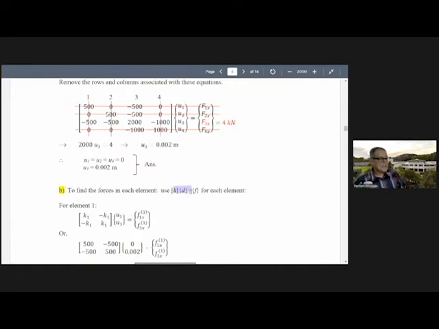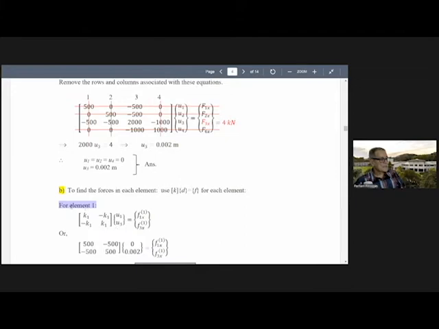Use the elemental formula. We are out of global. That was the global formula. This is for each element: KD is equal to F. K is our element stiffness matrix. For element 1, this is just for element 1 now. Just look at element 1. It is K1, negative K1, negative K1, K1.